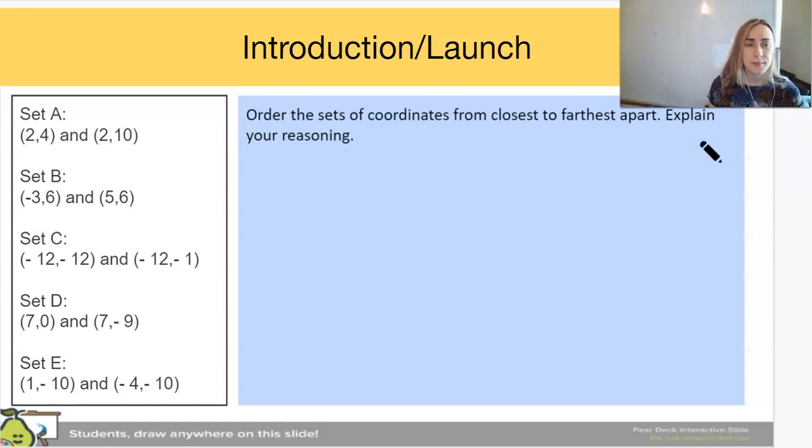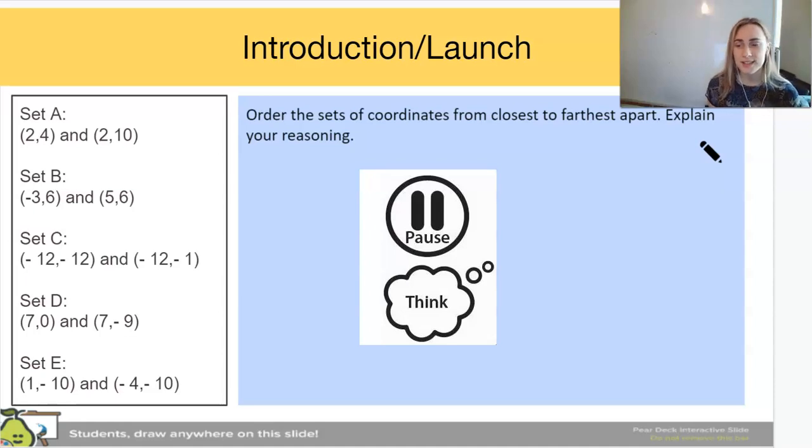So take a moment, look at these coordinates, think about what each part of the coordinate means on a graph, and list them in order from closest to farthest apart. And then, as always, you're going to explain your reasoning. How do you know? So take some time to think about that and make the order for your coordinates of sets A through E. And when you're ready, we'll move on to slide B.